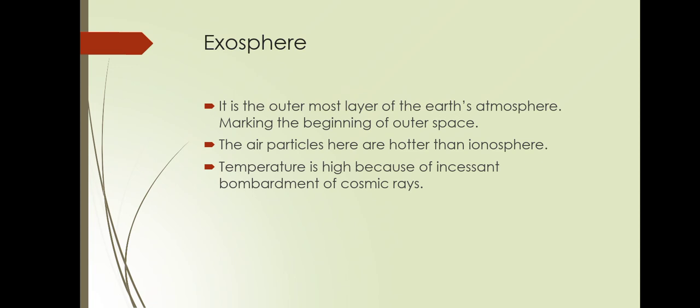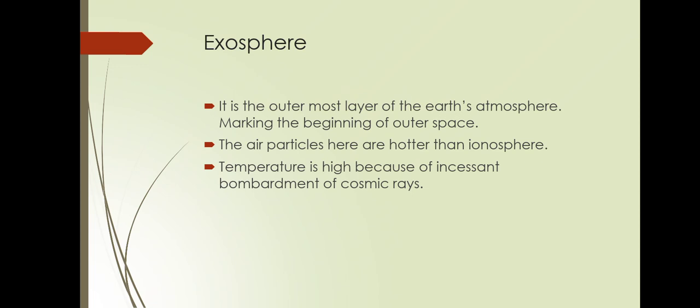Now, the last one is the exosphere. The four main layers were the tropo, strato, meso, and the thermosphere. But the area beyond the thermosphere, up to the area of space, is all covered by the exosphere. So it is the outermost layer of the Earth's atmosphere, and it marks the beginning of outer space.